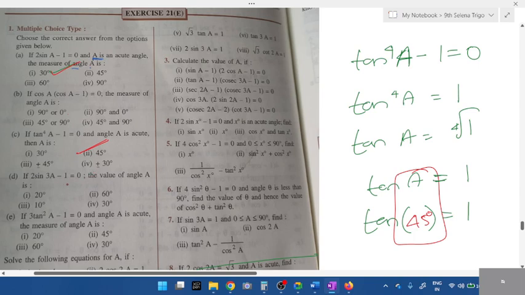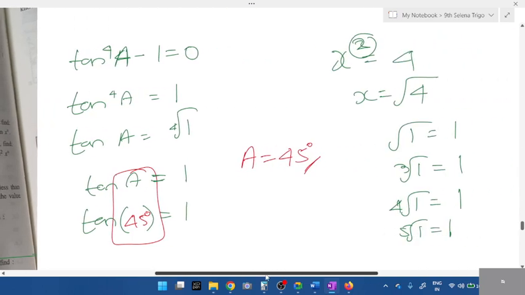If 2 into sine is given 1 by 3 and 3 goes to the other side, 1 by 2. 3 into 1 by 2. 3 twos are 6. Okay, fine. Complete this. First complete, then we'll do the next one.